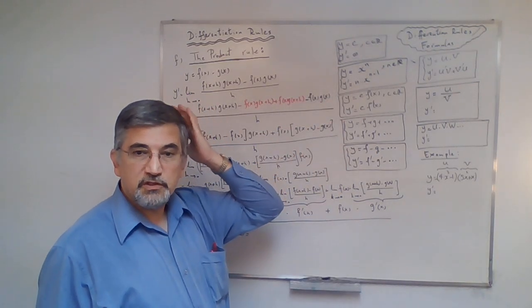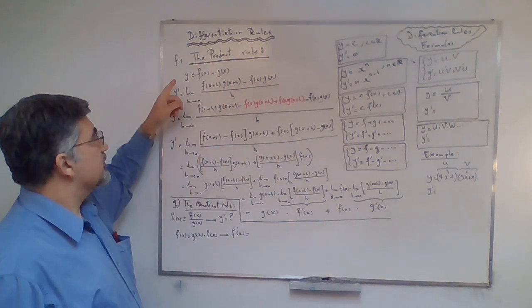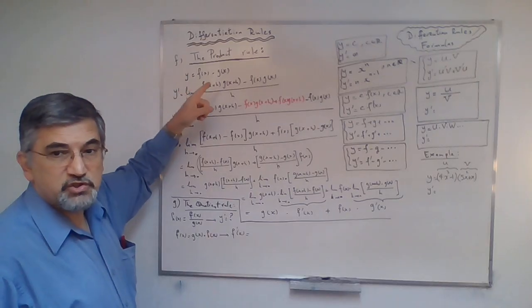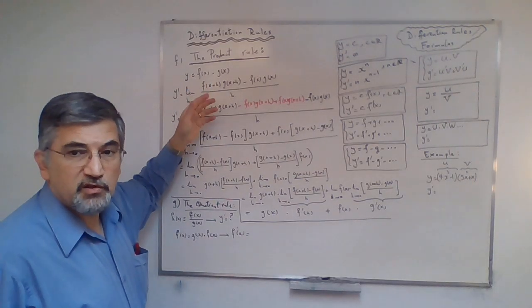Now we want to continue with the product rule. Okay, so the product rule is like this. We consider a function y equals f of x times g of x. That's the product of two functions. And we want to find the derivative of this product, obviously.